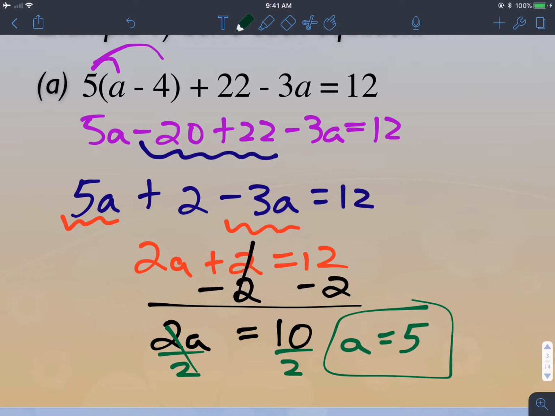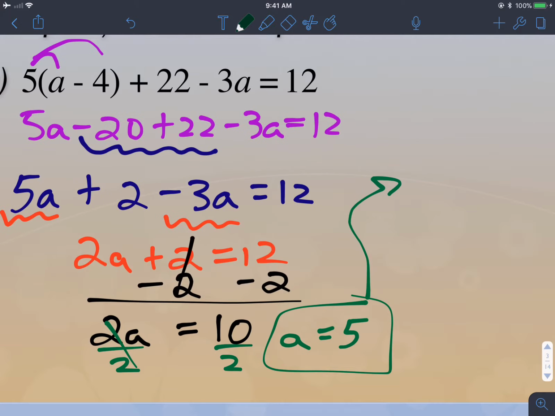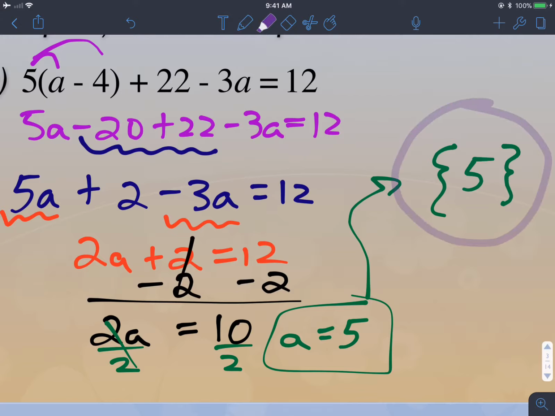Oh, by the way, they're going to ask for the solution set, so I would put this. Don't put a equals 5. The brackets.